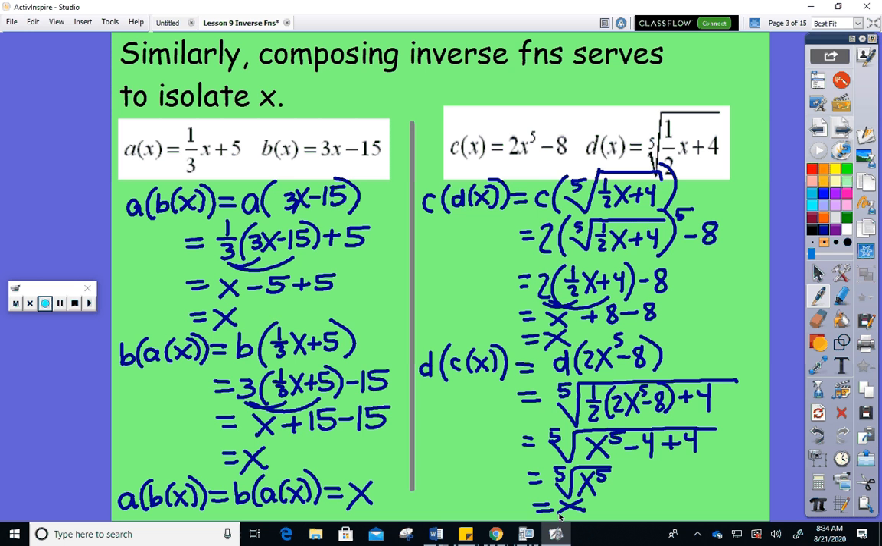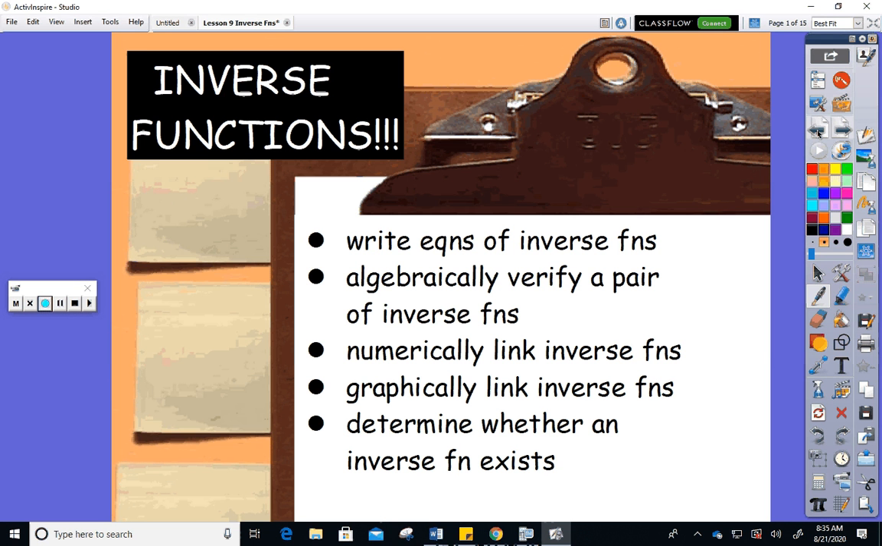So guys, again, since c of d of x and d of c of x are both equal, and specifically they equal x, I have now algebraically verified that c and d are inverses of each other. So we have done one objective, all right?